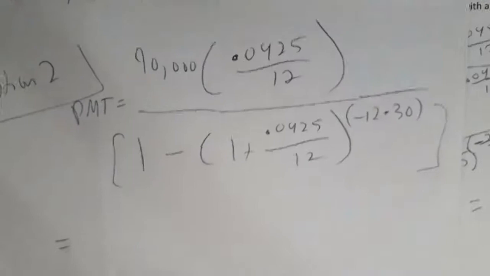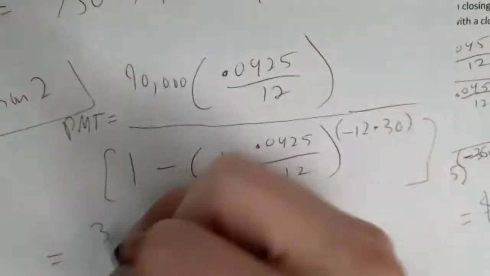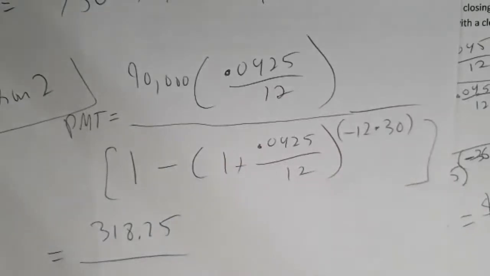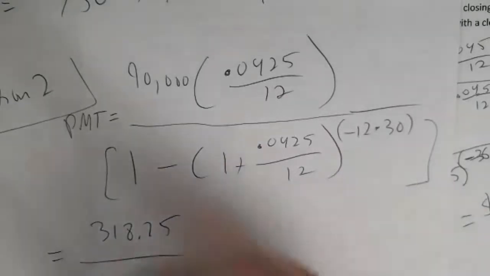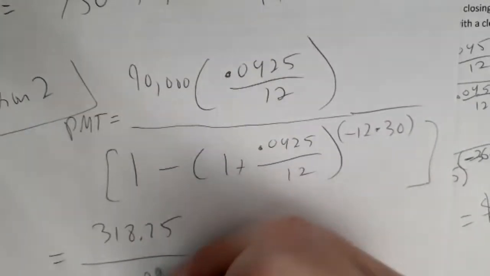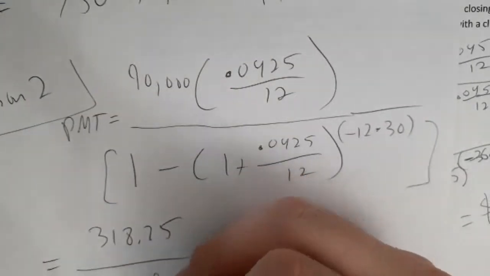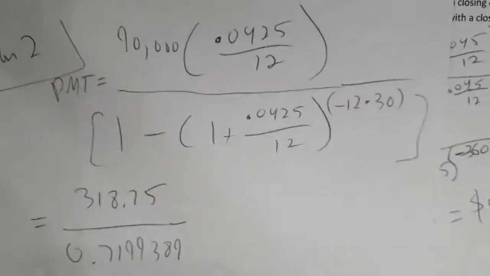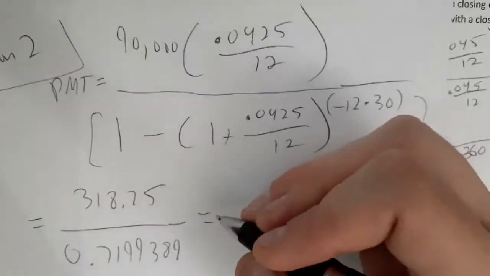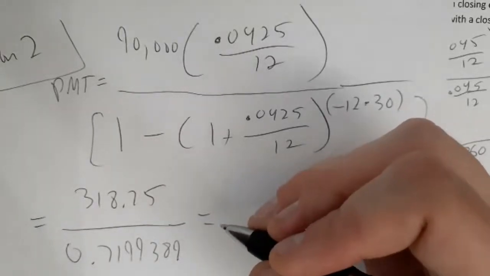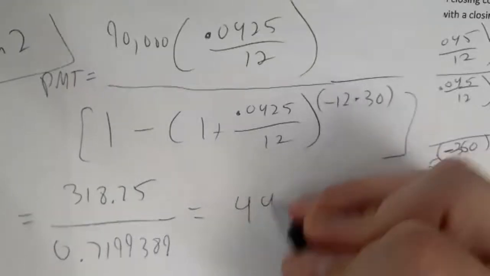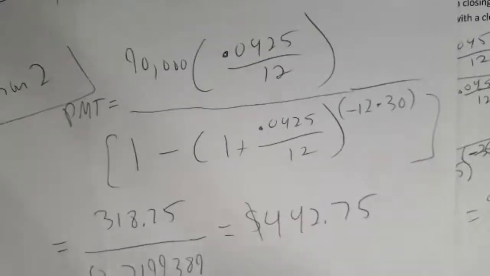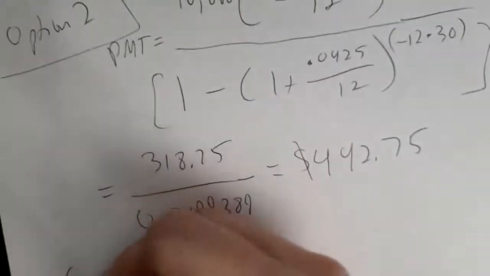I'm going to skip a few steps because we've done a few of these, but 318.75 is the number I should get on top. The number I should be getting on the bottom is somewhere around 0.7199389. So I'm dividing these two things. 442.75 should be about where this is, and this is my payment. I still need to find closing cost.